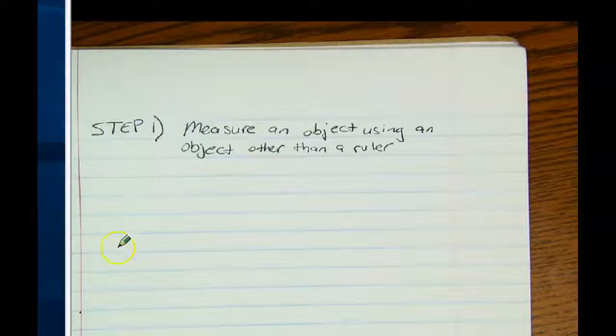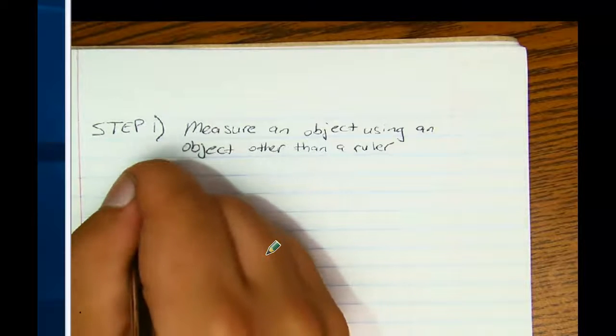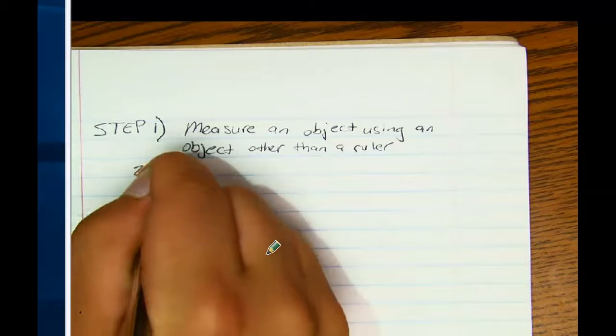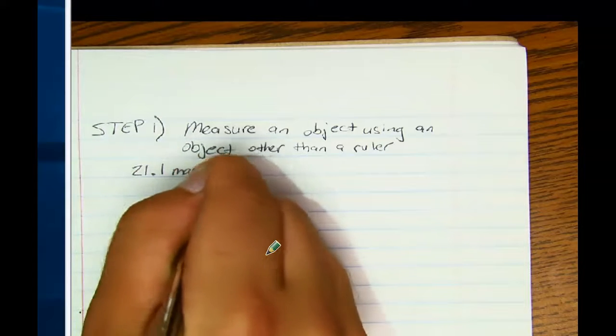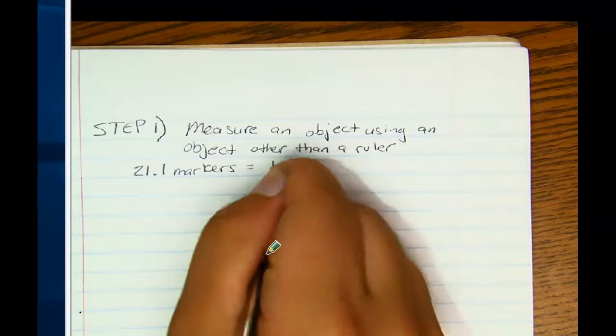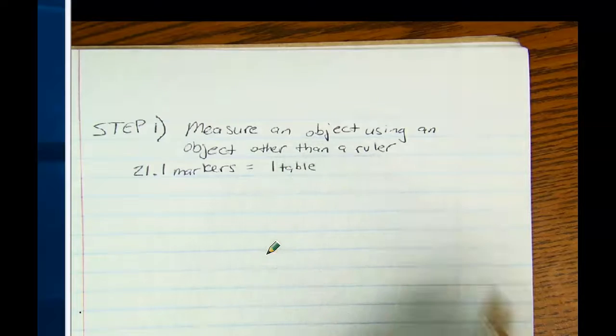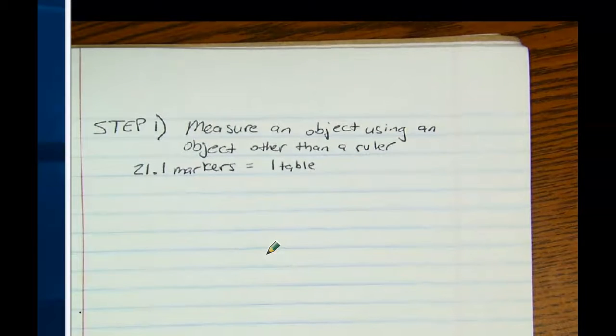Okay. So first, what we did was we did the dimensional analysis activity. So this is what it looked like. Okay, so this is step one. Step one says measure an object using an object other than a ruler. All right, so my example was I measured the length of a table using markers. Okay, and I had 21.1 markers equal the length of one table. Okay, so that was my example.